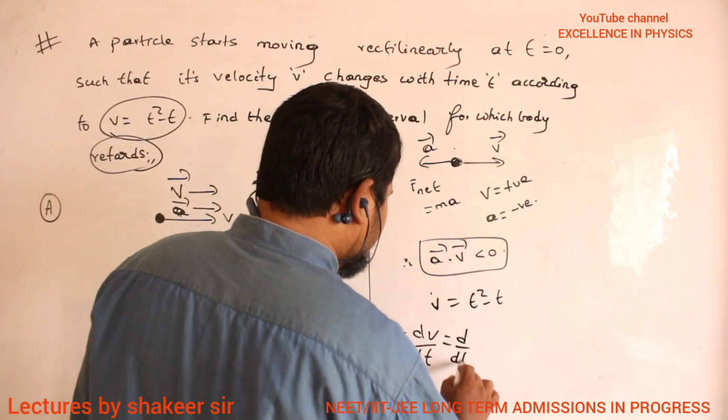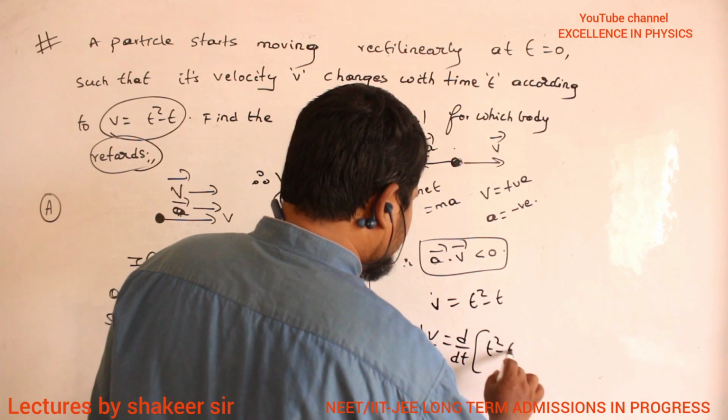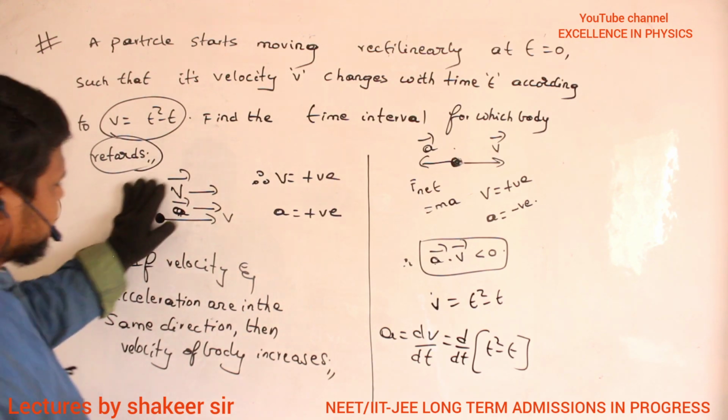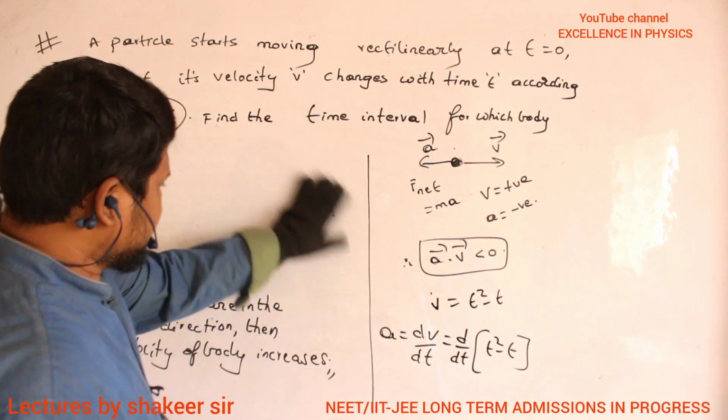So d by dt of velocity. Velocity is t square minus t. Now can you say what is the differentiation of t square?